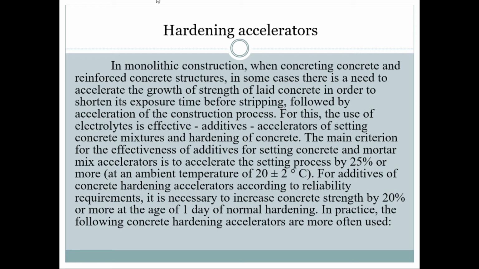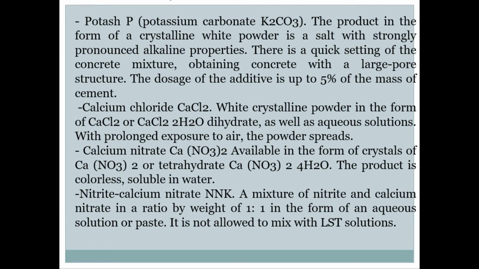In practice, the following concrete hardening accelerators are more often used: potash, potassium carbonate, K2CO3. The product is in the form of a crystalline white powder, a salt with strongly pronounced alkaline properties. There is a quick setting of the concrete mixture, obtaining concrete with a large pore structure. The dosage of the additive is up to 5% of the mass of cement.